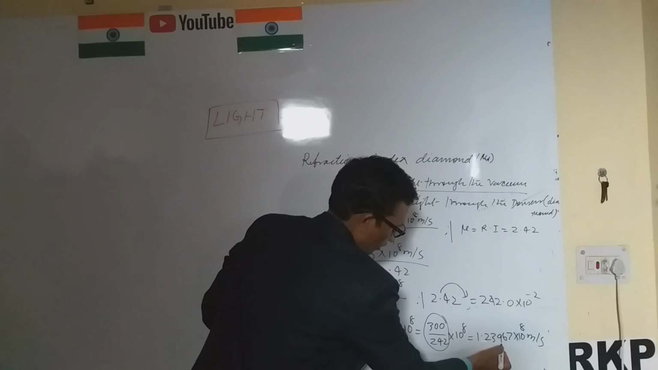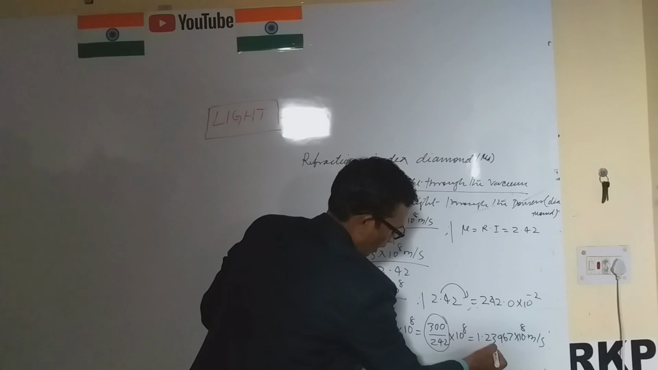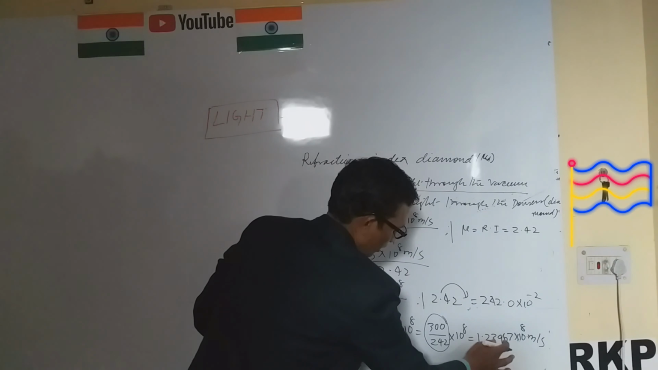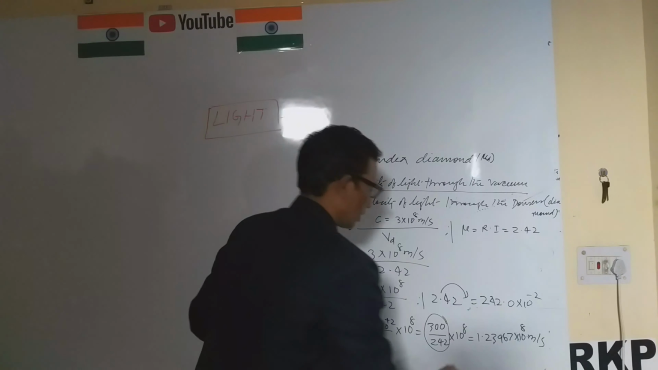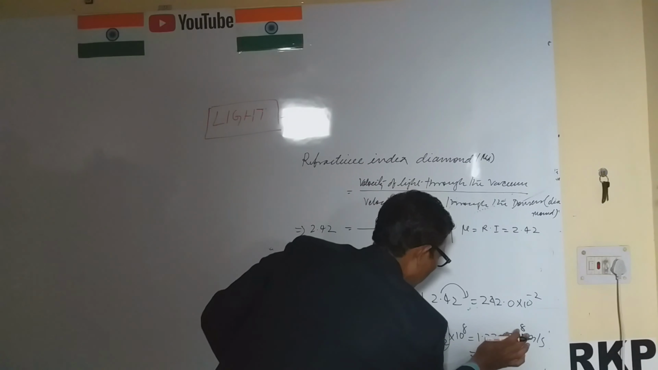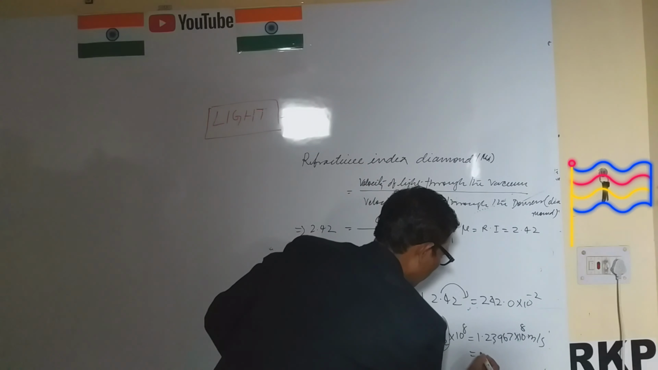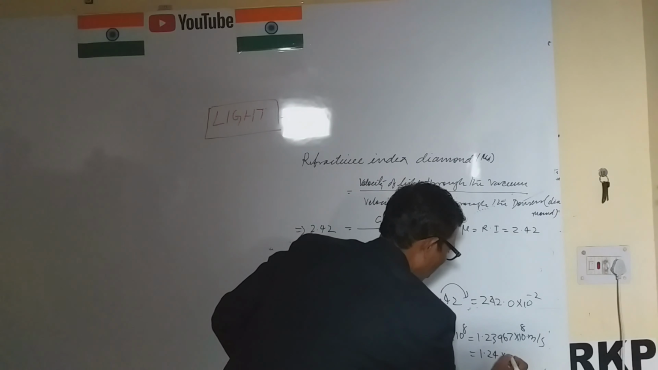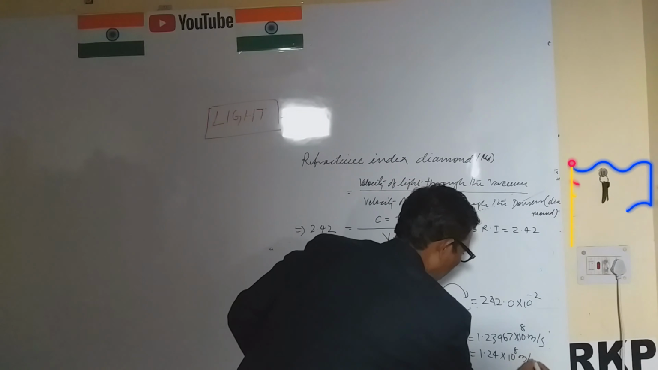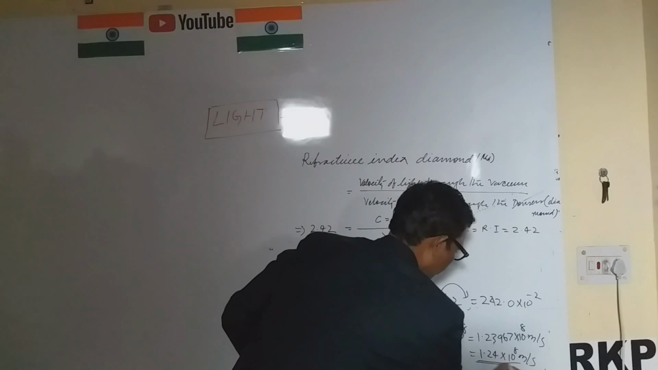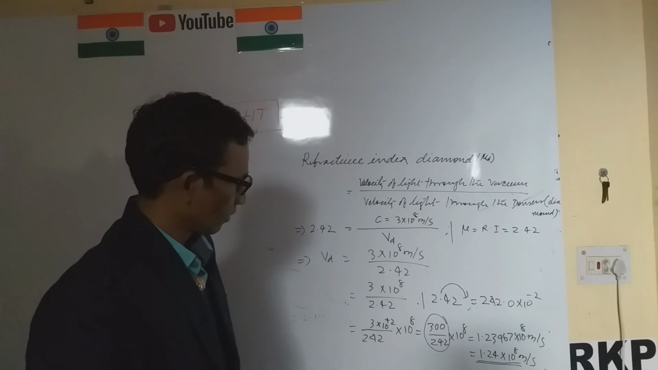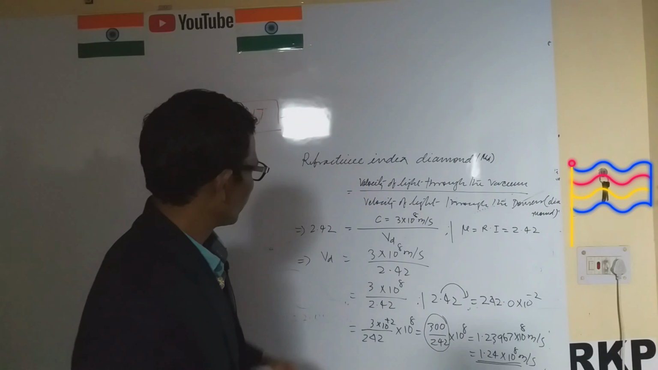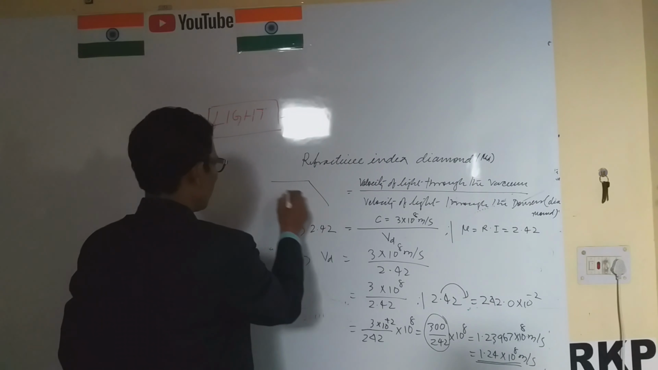Now you can say that the approximate value is approximately 1.24 into 10 to the power 8 meter per second. This is the velocity of light through the denser medium, that is diamond.